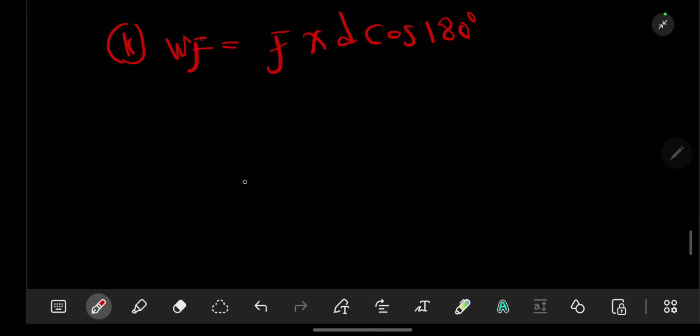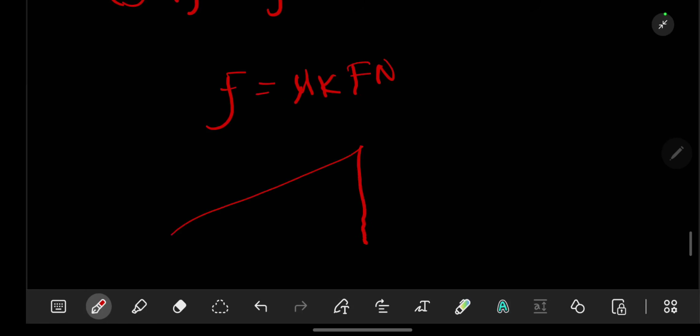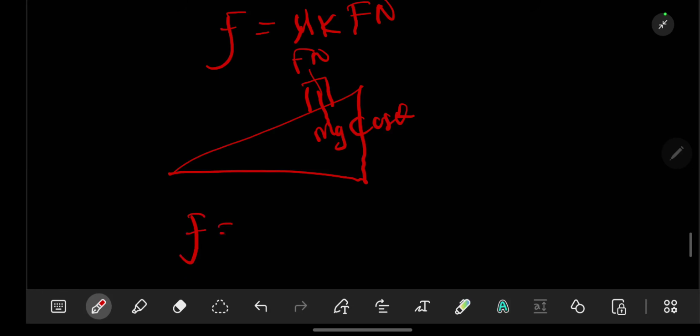So we have the frictional force equal to the coefficient of kinetic friction times the normal force. So remember, it is like this. The incline is like this. We have the normal force there. Then opposite the normal force is your mg cosine of theta. So the frictional force is equal to... let's find our normal force.